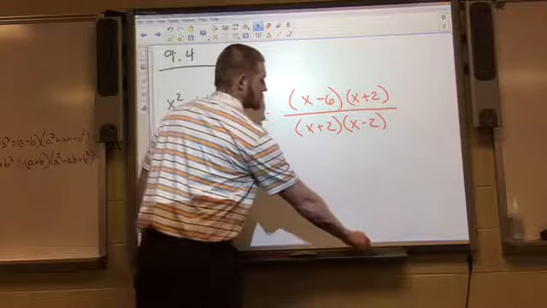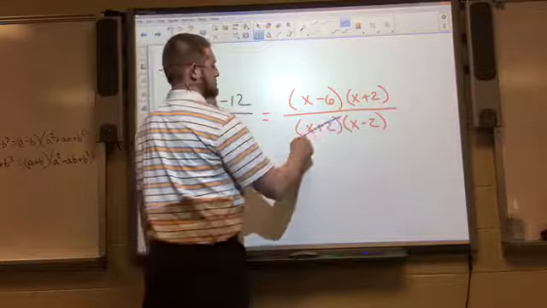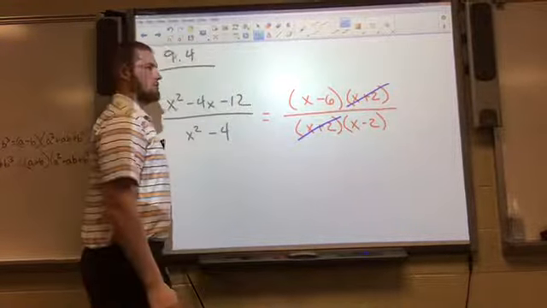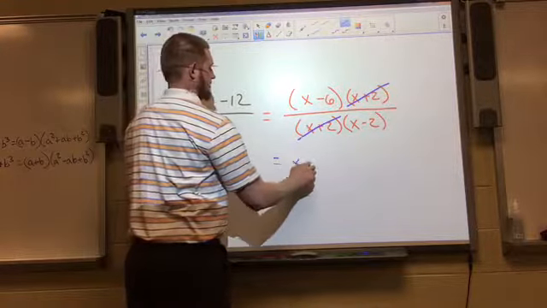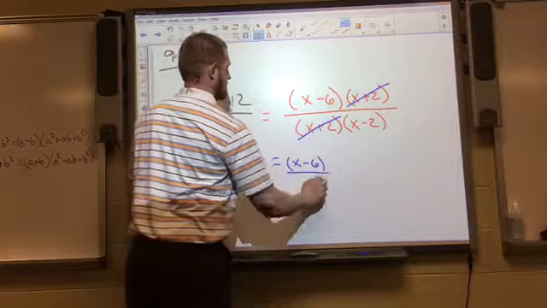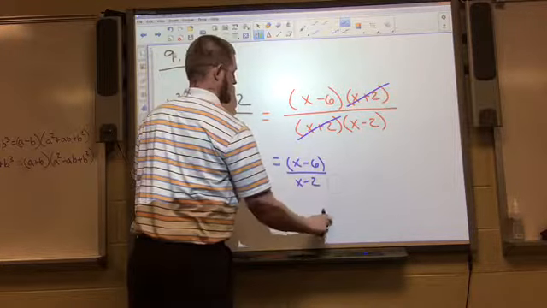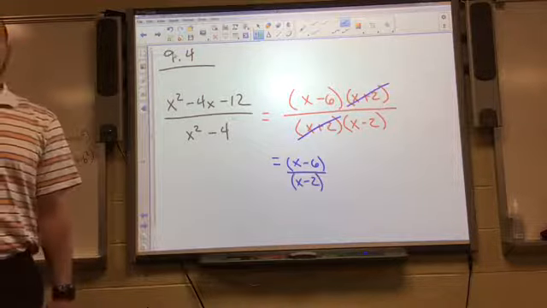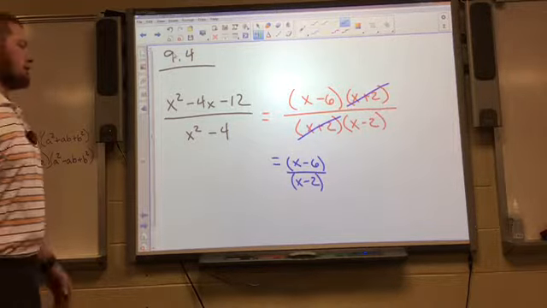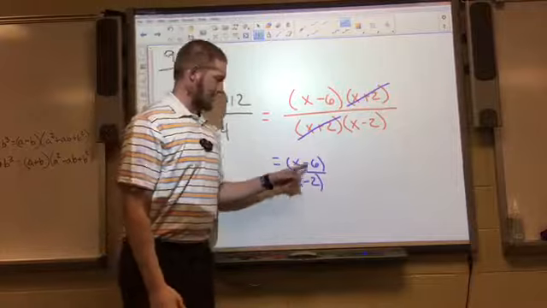Now to reduce it or simplify it, I can just cancel things out that are the same. Okay, those are the same, so they cancel out. I'm left with x minus 6 divided by x minus 2. And I'm done.